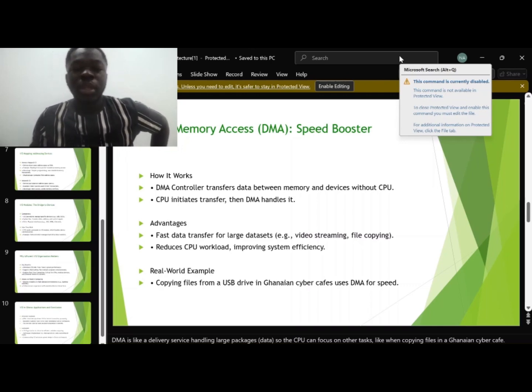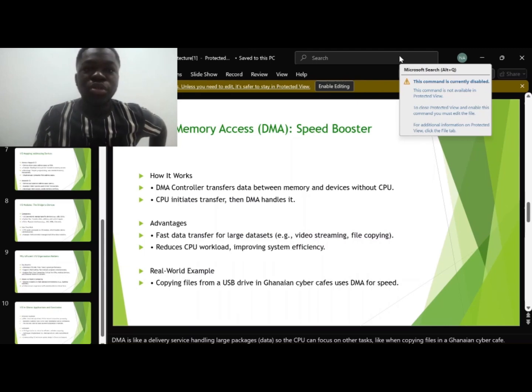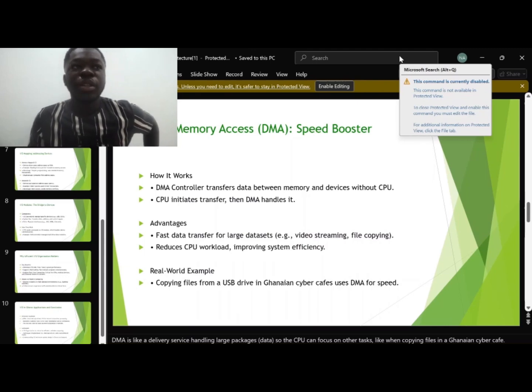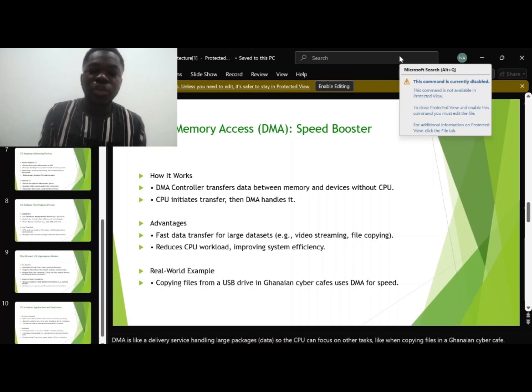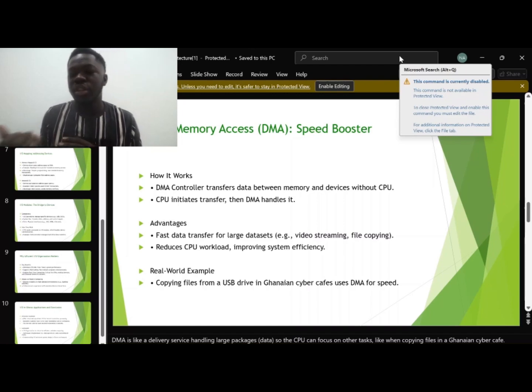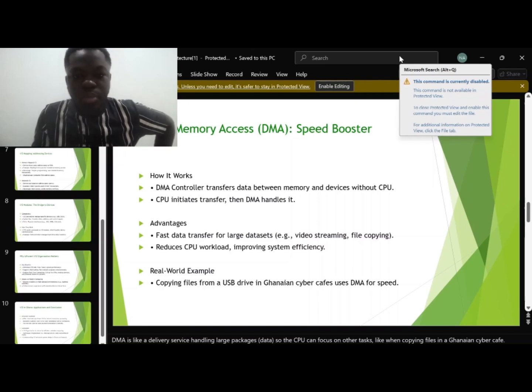As I said, the CPU only tells it, say, it's moving from the device onto the RAM or the memory. When transferring, the CPU is not involved. It's the direct memory access that does the transferring. Okay. Advantages of direct memory access: fast data transfer for large data sets.